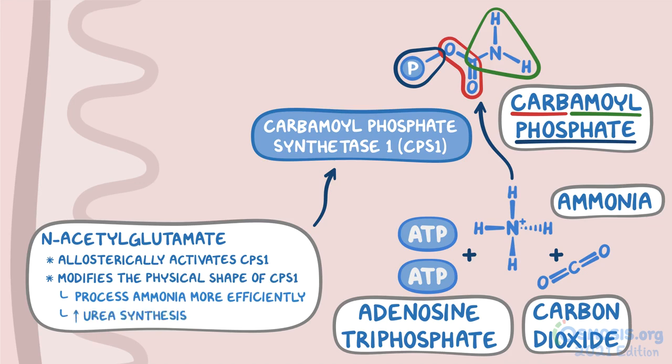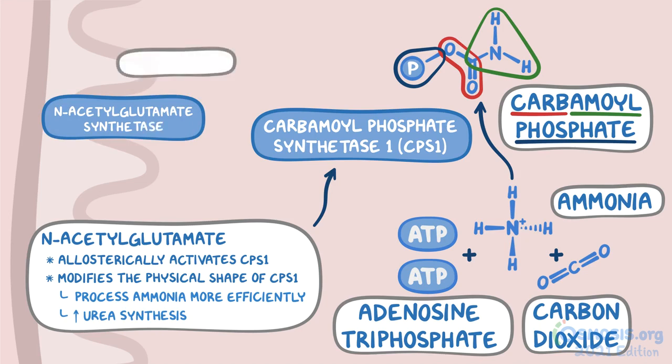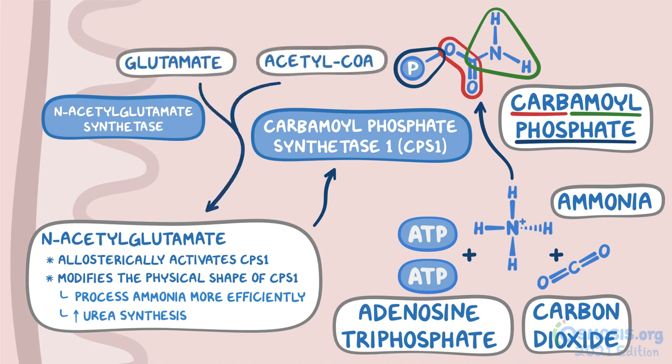Now, N-acetylglutamate itself is made by a mitochondrial enzyme called N-acetylglutamate synthetase, which combines glutamate and acetyl-CoA. And having enough N-acetylglutamate around is crucial because without it, CPS1 has a very low affinity for ammonia. In fact, having a genetic deficiency in N-acetylglutamate can lead to ammonia building up to toxic levels.